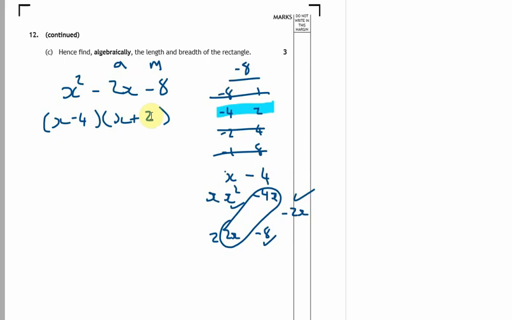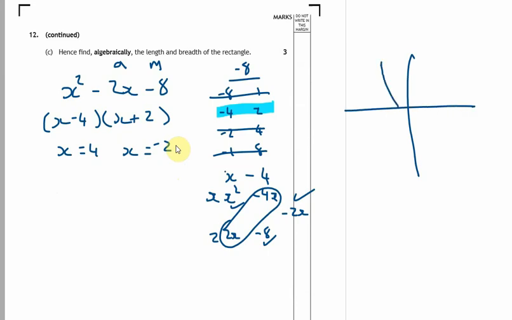Now, a lot of people at this point are going to say, fantastic, x is equal to 4, x is equal to -2, and then run out of the exam hall. No. That is us close to finishing the question, but if you look at the question, it says find the length and breadth of the rectangle. Have we worked out the length and breadth of a rectangle? No. We solved this equation. What we've actually done is find where a parabola cuts the x-axis, at -2 and at 4. That's all we've really shown.